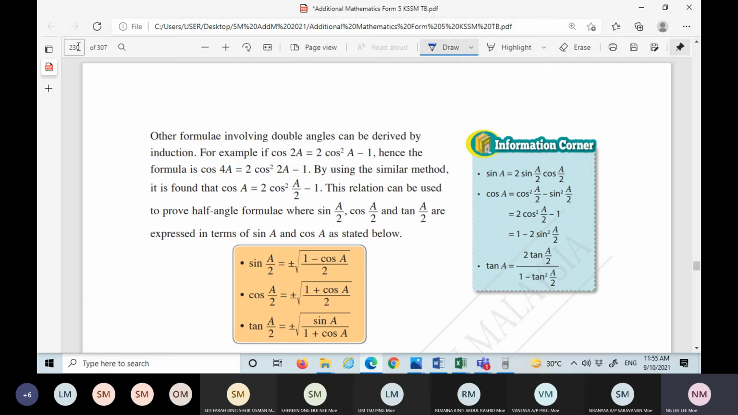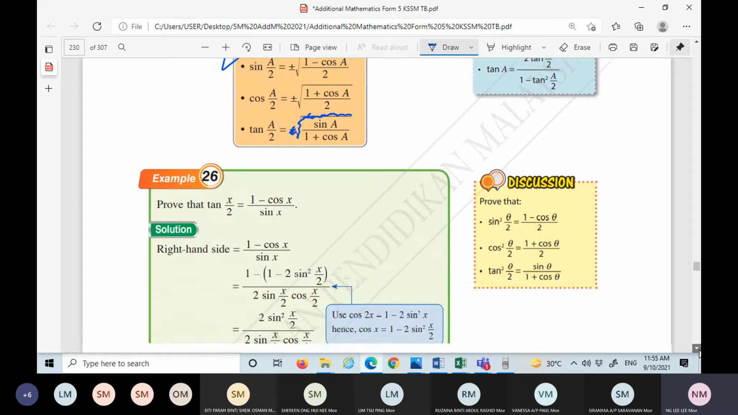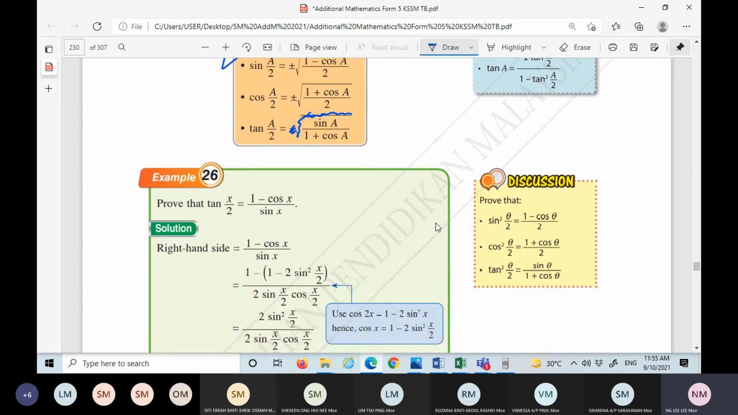This one has a mistake in your book. This one has no plus minus, no square root. Change your book. This one you have to copy, because it's not in the formula list. This one is also a mistake. This one has no square. Change it in your book.